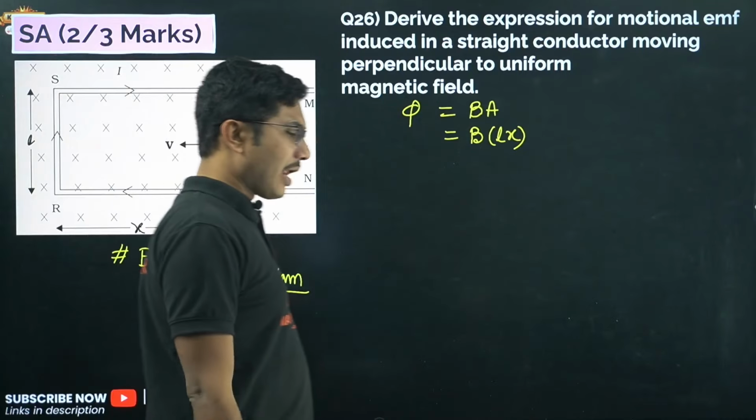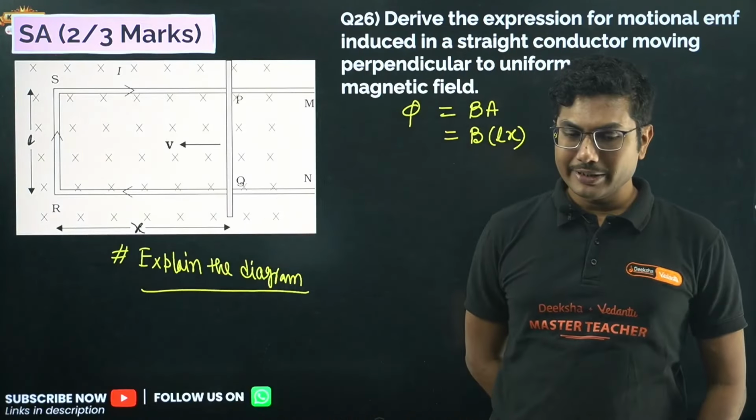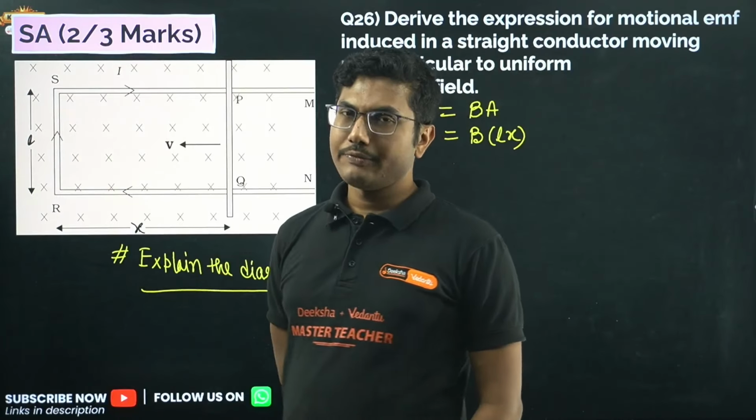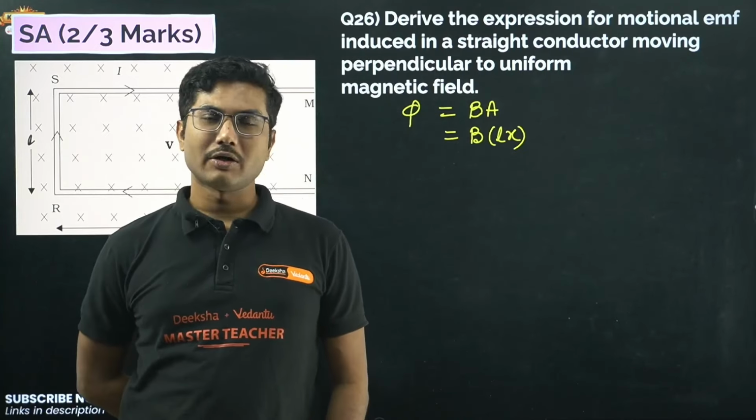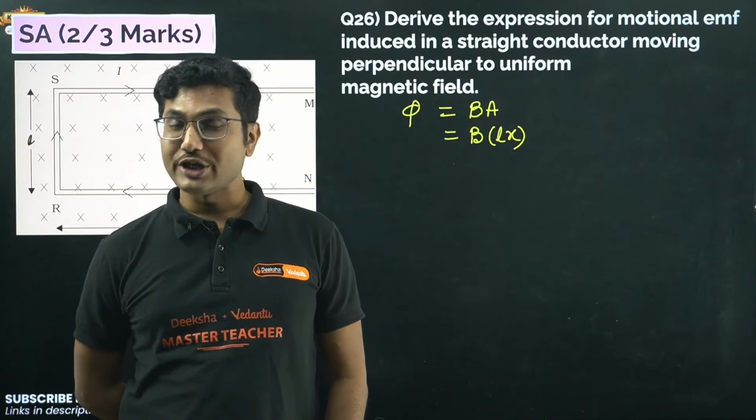Now if a flux is linked with the coil, will there be an induced EMF? If there is just simple flux linked with the coil, no, the flux has to change with time.